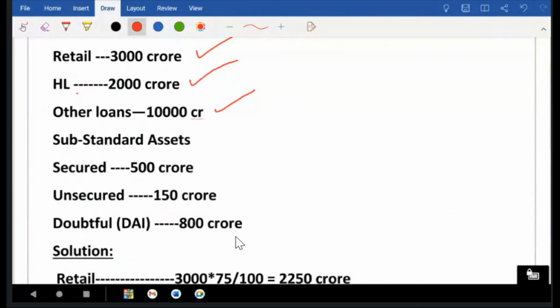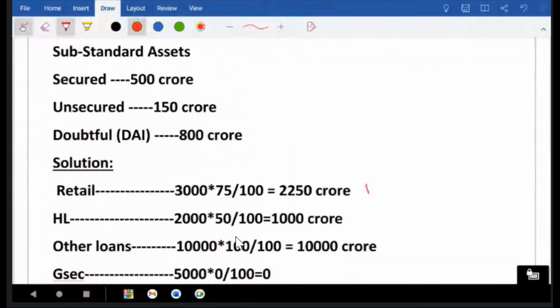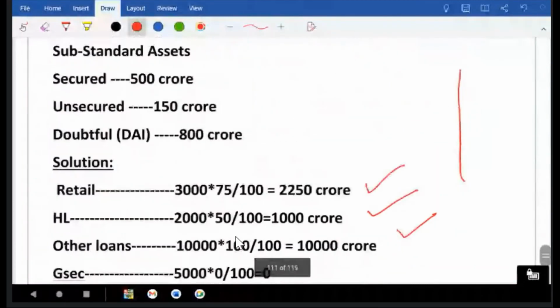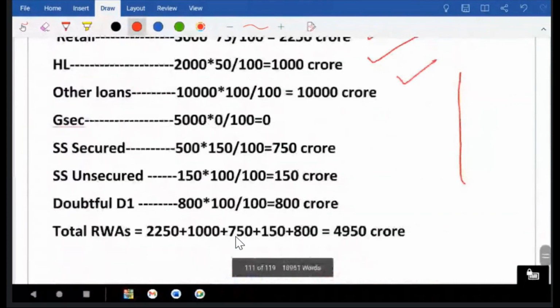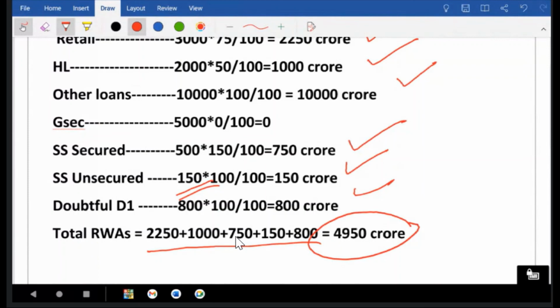Now see the solution. Retail is 75%, so 3,000 into 75% you get that value. Housing loan 50%, other loan 100%, government securities nil, so 0. Substandard secured: 500 into 150, 750. Substandard unsecured 100% of 150, so 150 crore. Doubtful 800 at 100%. So the total risk weighted asset is coming to 4,009. We can directly multiply with the risk weight, whatever percentage is given, and get the total of that.